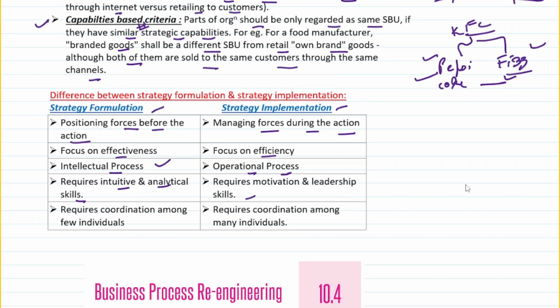Now strategy formulation requires coordination among a few individuals, whereas strategy implementation requires coordination among many individuals. So that's the difference between strategy formulation and strategy implementation, right? I guess that's easy. If you remember these 5 points, that's more than sufficient.